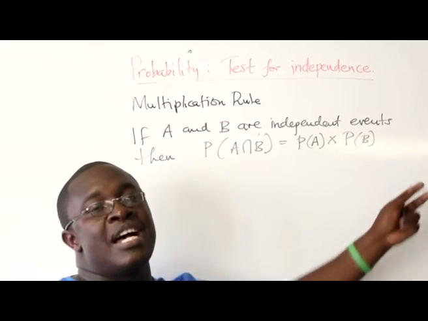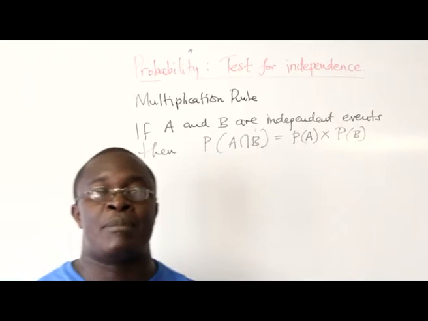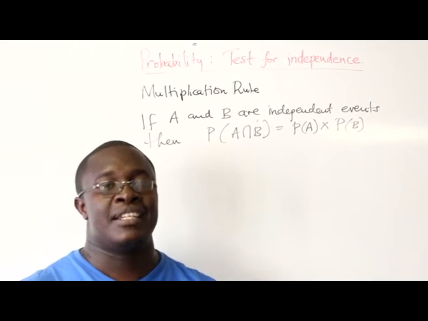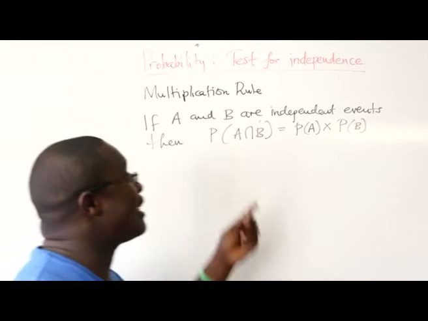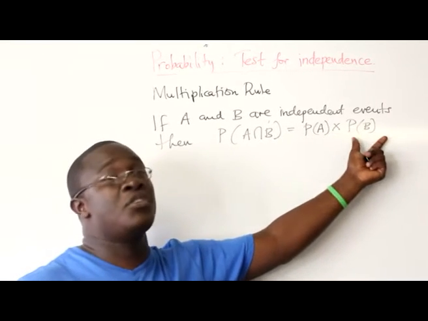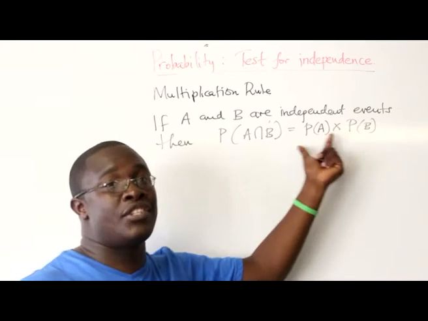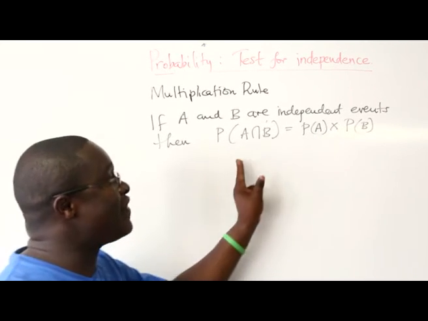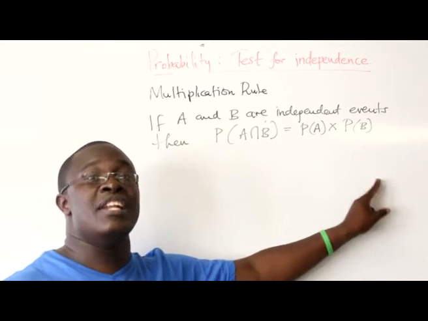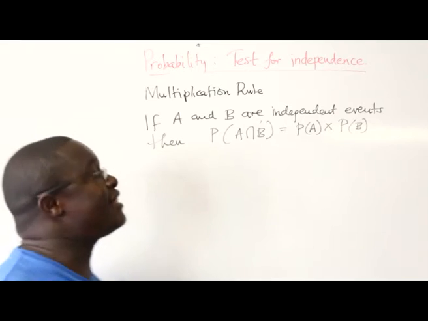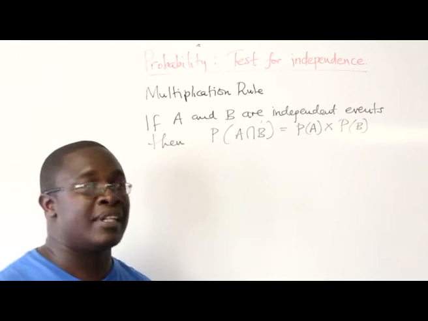If anyone was to ask you, in a probability question, are these two events independent? You now have to check the value of the intersection, the individual probabilities of each of the events, and their product. If the left-hand side is equal to the right-hand side, then you know that the two events are independent. So let's just do a quick example, right?